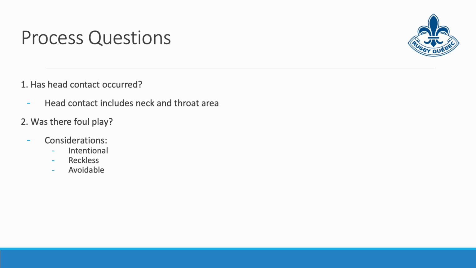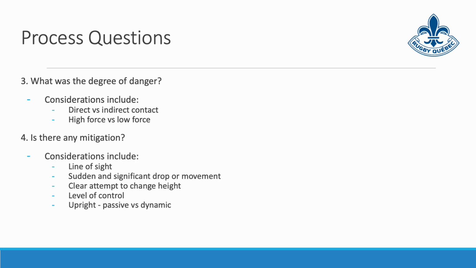The things we're looking for are, was the contact intentional? Was it reckless? And was it avoidable? If it isn't, then there's no foul play and we can play on. And if there is, then we go on to the next question, which is, what was the degree of danger?